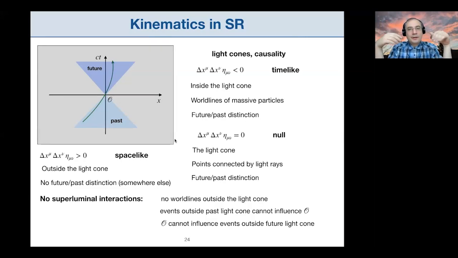Now, a big part of special relativity is the assumption that there are no superluminal interactions. So all interactions, all forces, do not propagate faster than the speed of light. This also means that the world lines of particles which carry these interactions cannot lie outside the light cone. So any world line of a massive particle will stay within every light cone of every point it passes through. Moreover, any events lying outside the light cone cannot influence what is happening at O, and O cannot influence them. O can influence only what happens inside or at the surface of the future light cone. On the other hand, the state of affairs at O can only be influenced by what is happening in the past light cone.